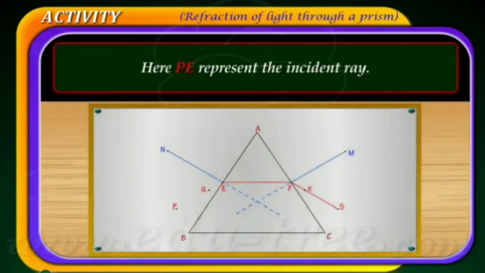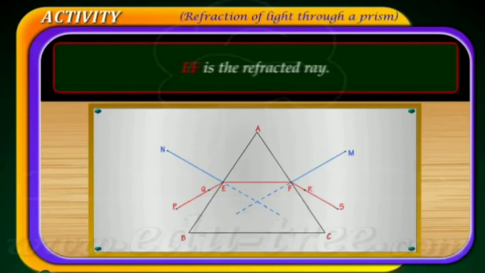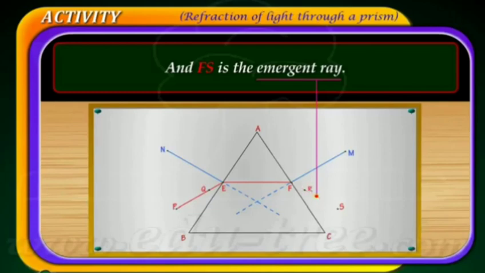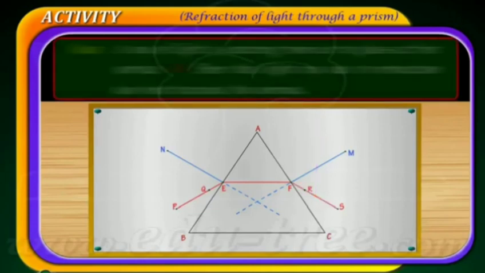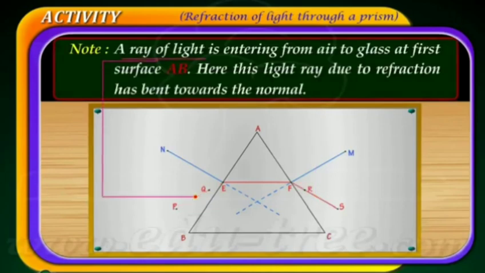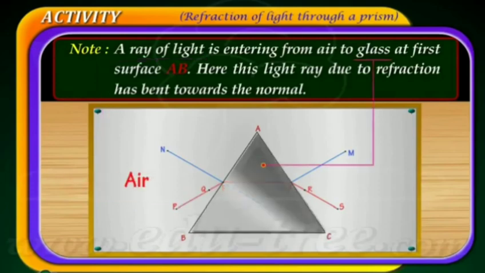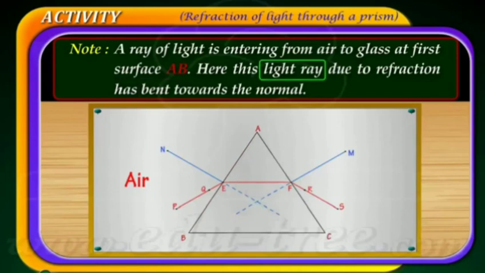Here, PE represents the incident ray, EF is the refracted ray, and FS is the emergent ray. Note: a ray of light is entering from air to glass at the first surface AB. Here, this light ray, due to refraction, has bent towards the normal.